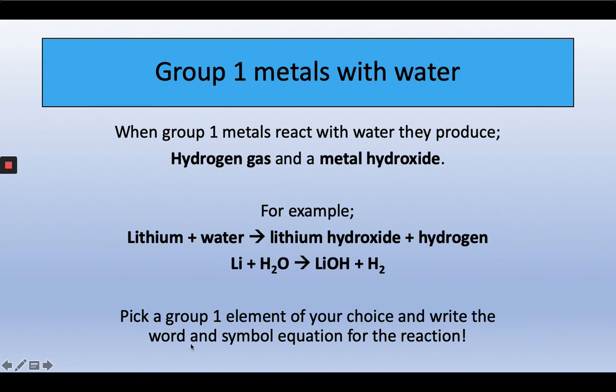Okay, I'd like you to have a go at some others just for practice. So pick a different group 1 metal and write the symbol and word equation for it. So pause the video now and have a go at that. Okay, you could have come up with other examples. I'm just going to talk to you about some.